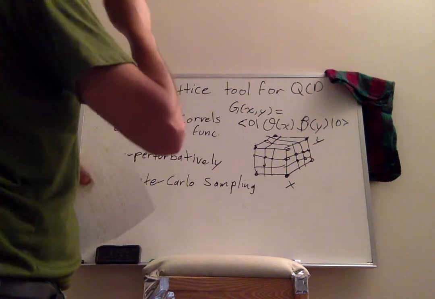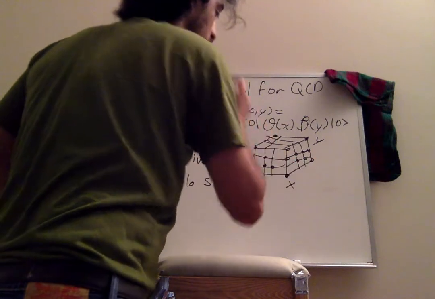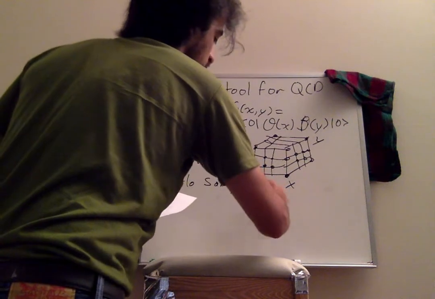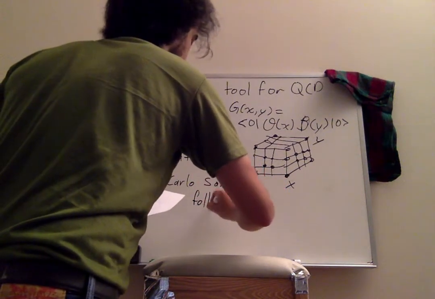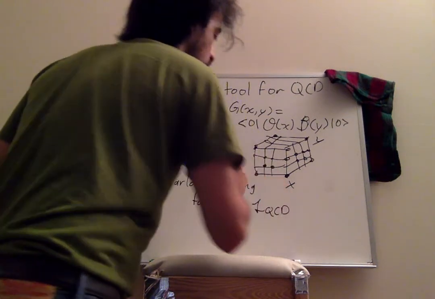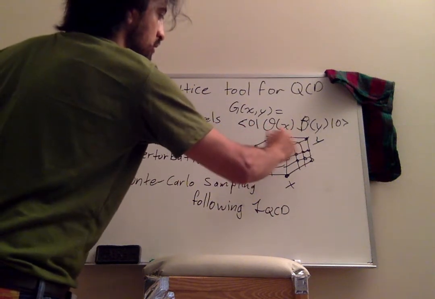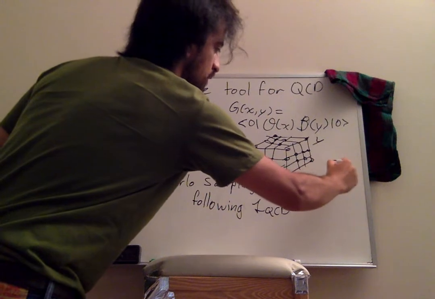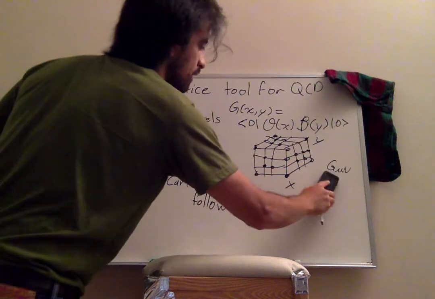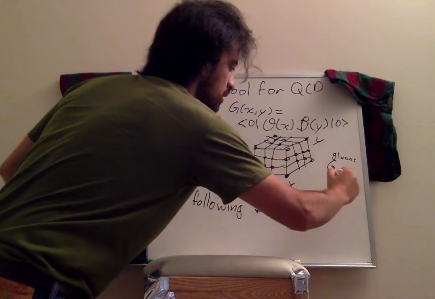So what do you sample? You sample the configuration of your matter fields. So Monte Carlo sampling following the Lagrangian of QCD. You sample over different configurations that your gluon fields and your fermion fields might have. Gluons and your fermions.